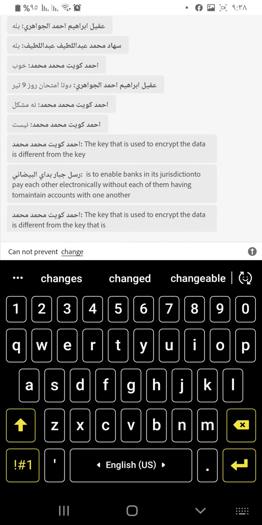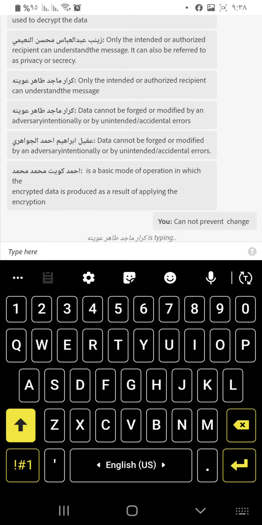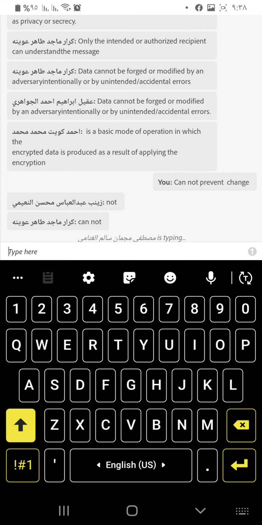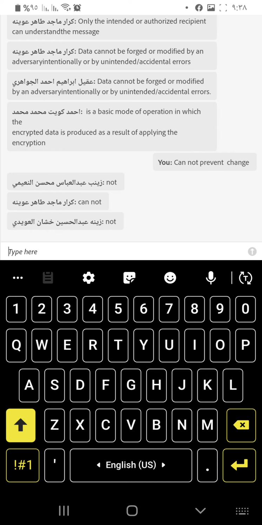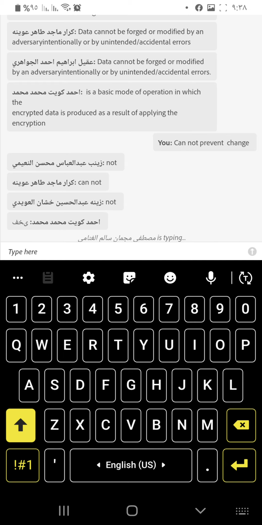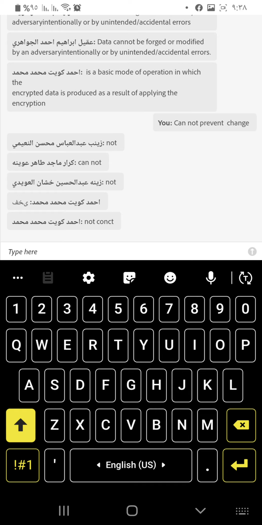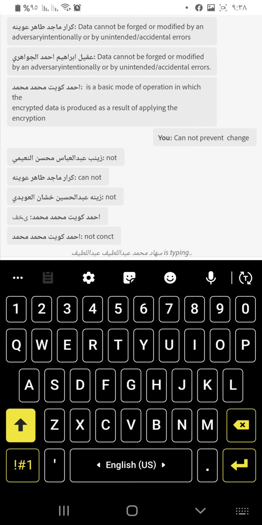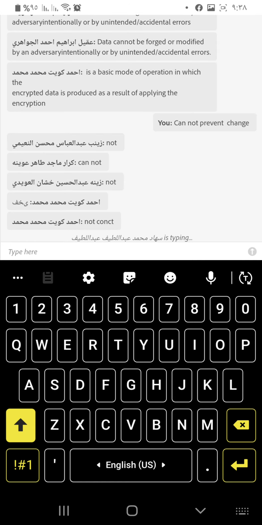Can data integrity prevent the modification of data or not? Yes, Mustafa Muhammad Jassim. That's right. Thank you. Okay, not prevent data change or data modification.